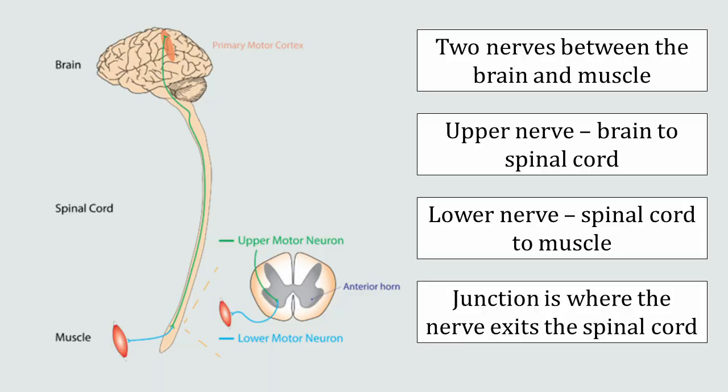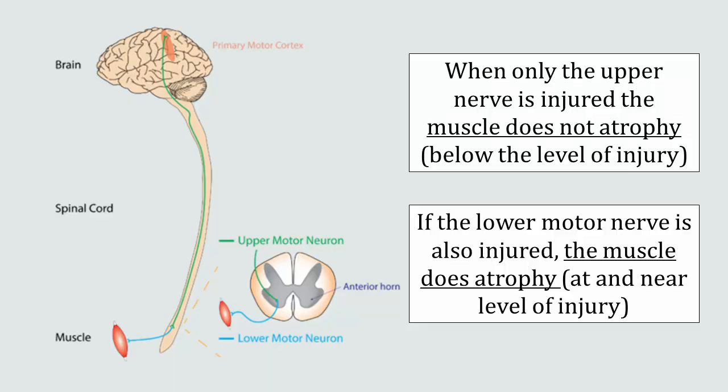There are two nerves between the brain and the muscle, an upper nerve and a lower nerve. The upper nerve goes from the brain down into the spinal cord, and then the lower nerve goes from the spinal cord to the muscle. And there's a junction of those two nerves where the signal is transmitted, right where the nerve exits the spinal cord. So when only the upper nerve is injured, that would be below the level of the injury, so far below where the injury has occurred, where just the upper nerve is injured, there is no muscle atrophy.